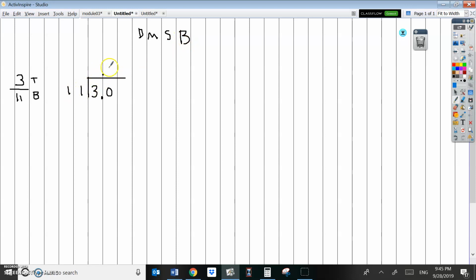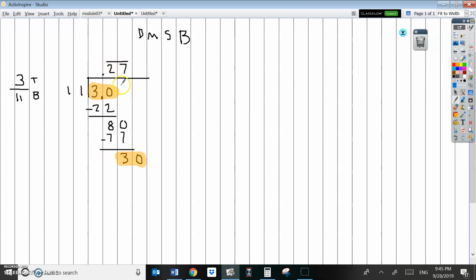How many 11s in 30? There's 2. Multiply, so we get 22. Subtract, we get 8. Bring down a 0. Extend the line. How many 11s in 80? There's 7. 7 times 11 is 77. Subtract, we get 3. Bring down a 0. And what do you see? Well, I see a 30 here and a 30 here. So you know that this will repeat.